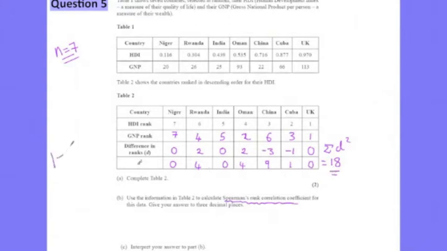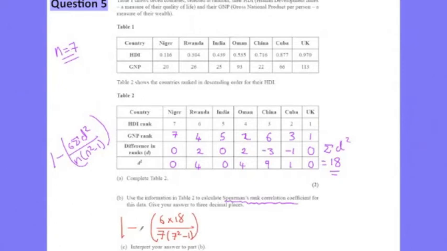Remember the formula from the front of your formula booklet. 6 sum D squared divided by N bracket N squared minus 1, all in a bracket and subtracted from 1. So substituting in our values for this particular question, we get 1 minus bracket 6 times 18 divided by 7, close brackets, 7 squared minus 1, all close the brackets. Calculating this using your calculator, giving your answer correct to 3 decimal places, 0.679.